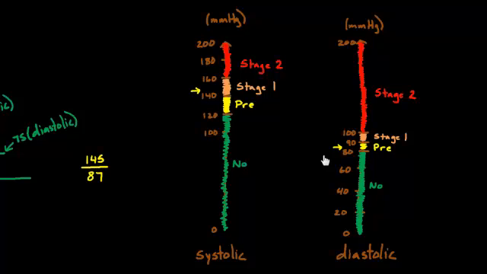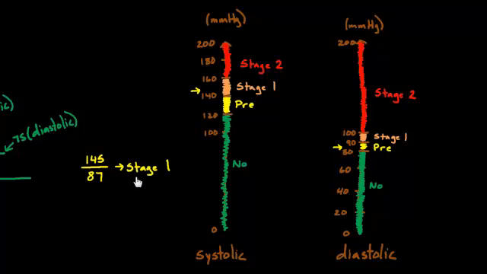So when you're in different stages for the diastolic and the systolic, the rule is that you go with the higher stage. So in this case, stage 1 is higher. So this person would be considered stage 1 hypertension.